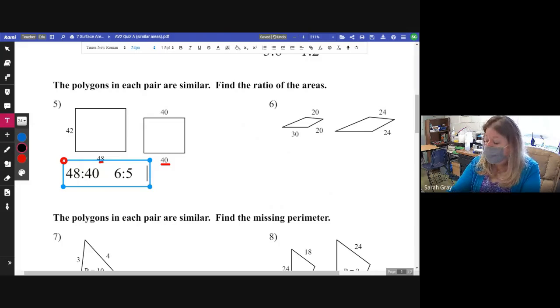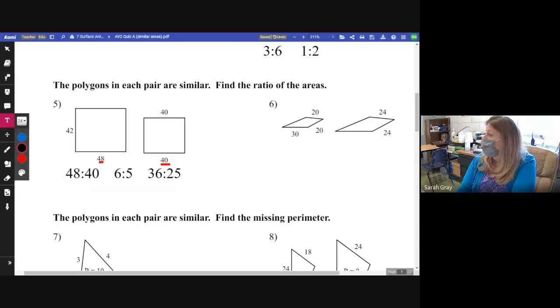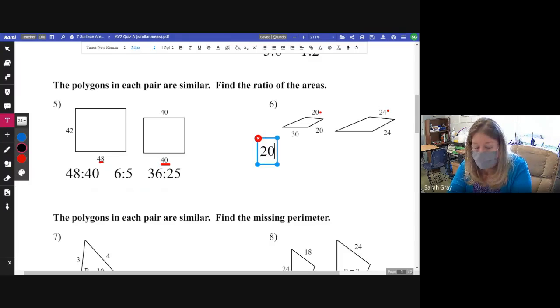But we want the ratio of the areas. So I need to square those numbers. 36 to 25 is the answer for that one. Okay, stay with 6. Take 2 corresponding sides, simplify them, and then square them.